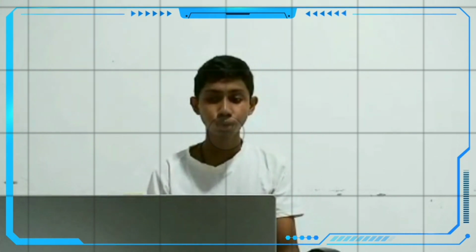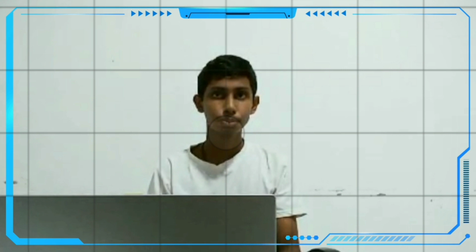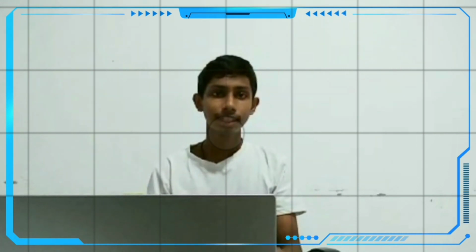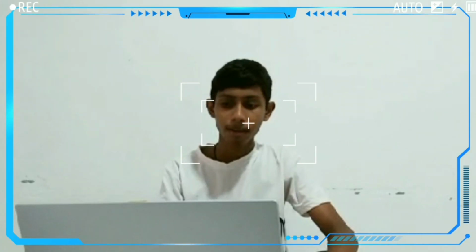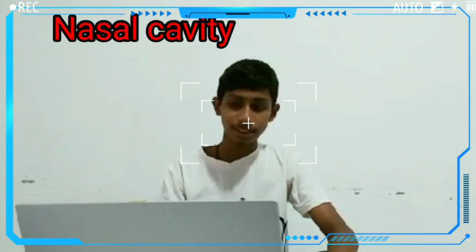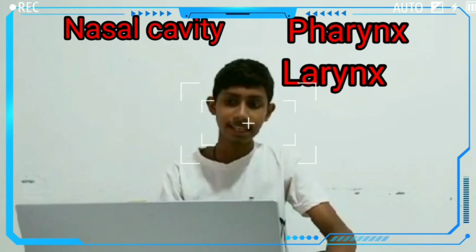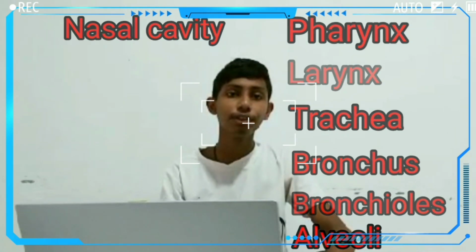Oxygenated gas goes to the lungs, while deoxygenated gas is released to the outside environment. This process occurs as inhalation and exhalation. This is the picture of the human respiratory system. Then we discuss the main parts of the respiratory system. The main parts of the respiratory system are the nasal cavity, pharynx, larynx, trachea, bronchus, bronchioles and alveoli.